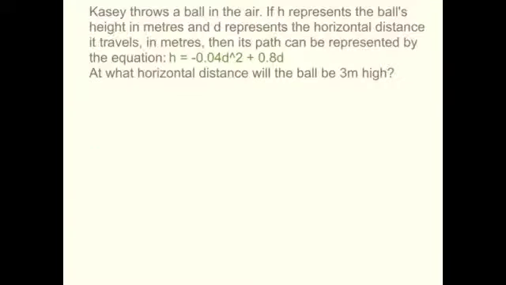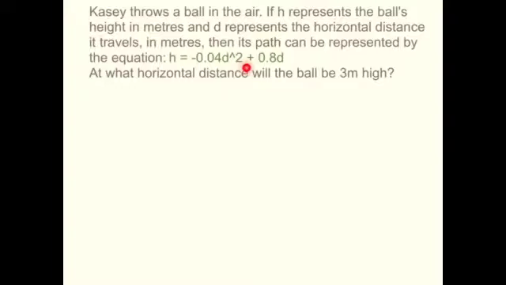Okay, so here we go. Casey throws a ball in the air. If h represents the ball's height in meters, and d represents the horizontal distance it travels in meters, then its path can be represented by the equation h equals negative 0.04 d squared plus 0.8 d. In this program I'm using, I don't know how to make the little 2 be an exponent, so this is like how you put it in your calculator, d squared, d exponent 2. The question is, at what horizontal distance will the ball be 3 meters high?